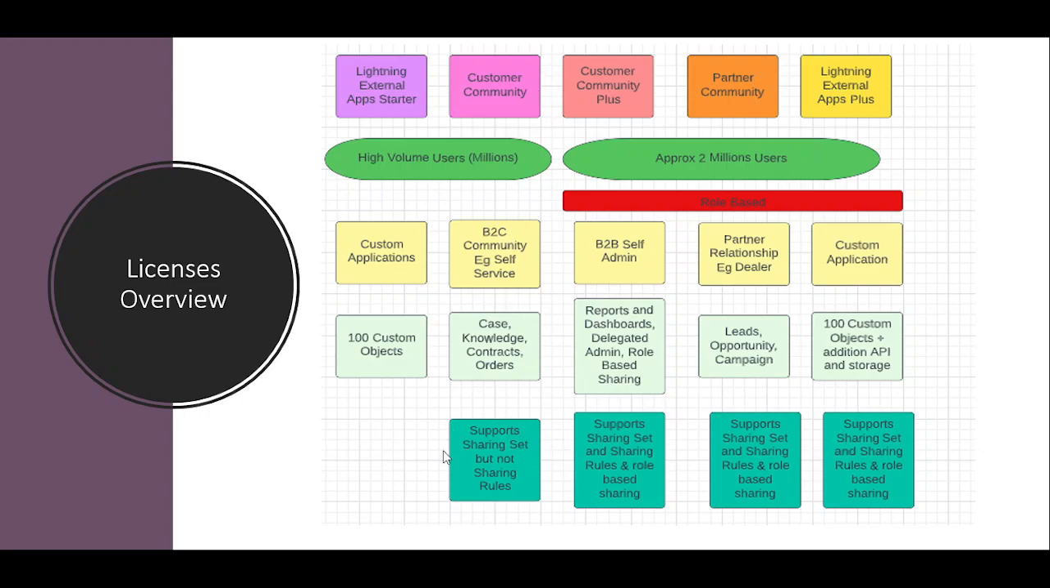Now, this is very important for sharing and visibility. Whoever wants to take the sharing and visibility exam, or needs to understand the concept of who sees what, needs to understand this part, and I will also give them more on this. The customer community supports sharing sets, but not sharing rules. Customer community plus supports sharing sets and sharing rules and a low role-based hierarchy. Similarly for the other two. Moving to the next one, the very important thing to take from here is the high volume user keyword, and that customer community supports sharing sets but not sharing rules.